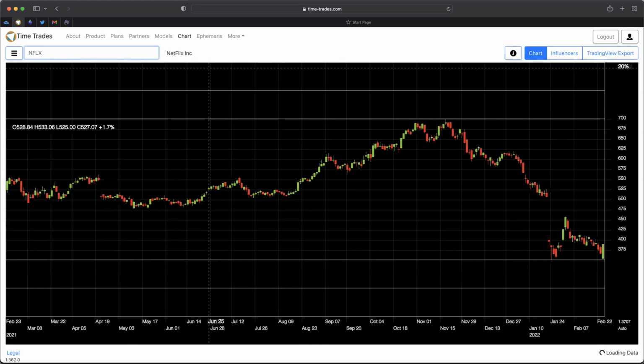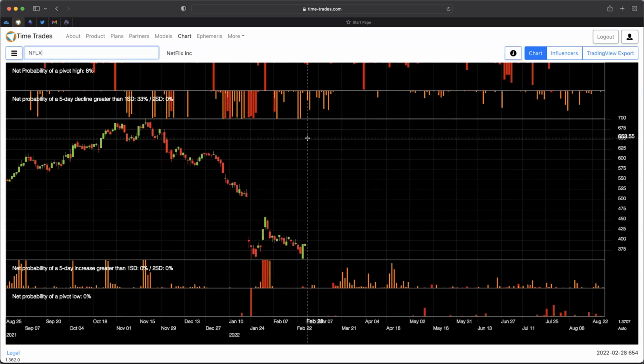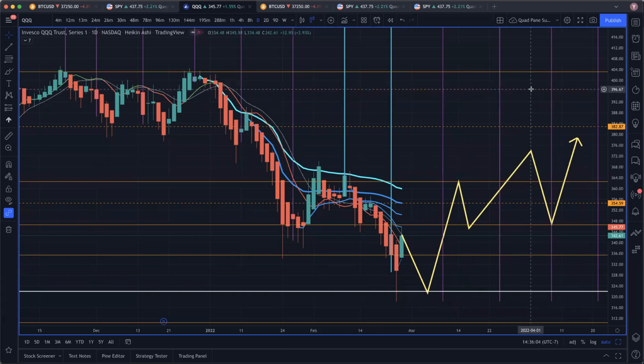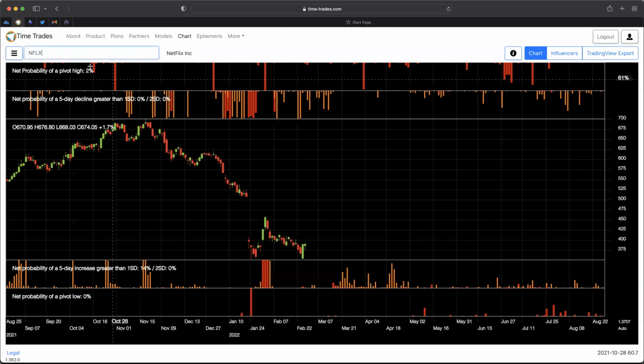Let's look at Netflix. Netflix, kind of similar to NVIDIA with some one standard deviation moves down, some very small probabilities of one standard deviation moves up. I would discount those quite a bit, and pivot high over here, April 1. So if we go and take a look at our forecast, we've got April 1 showing as one of those pivot highs as well. So I'm pulling in information from a lot of different stocks to build that path.